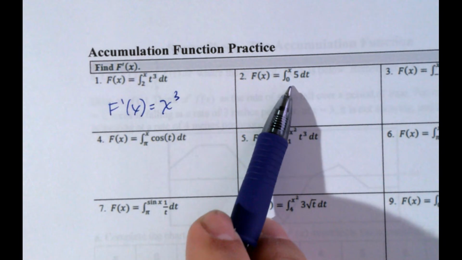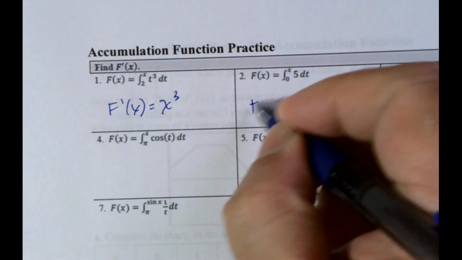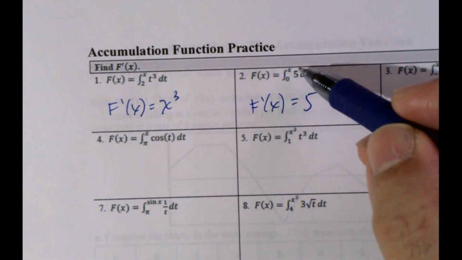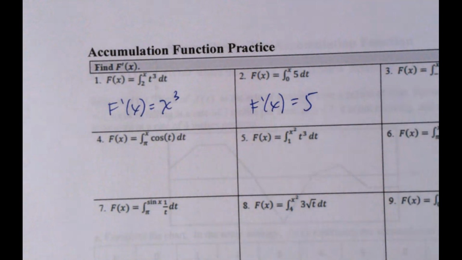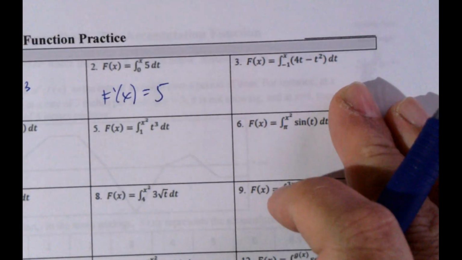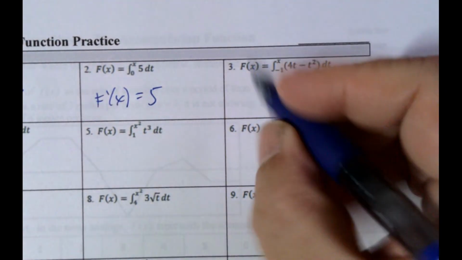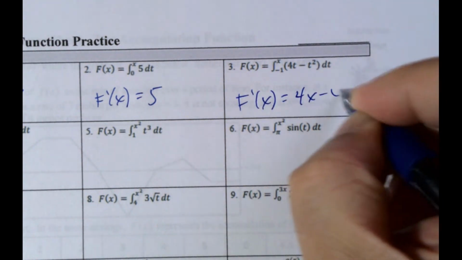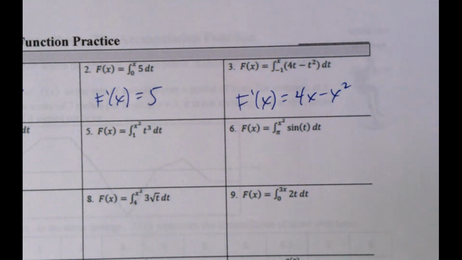Here, it's going to be f prime of x equals 5. Remember, taking the derivative just there, and you substitute that x, but there's nowhere to substitute, so that's just 5. Let's do 3. So that's going to be f prime of x is going to equal 4x minus x squared. That's it. Let's move on to a more interesting problem.